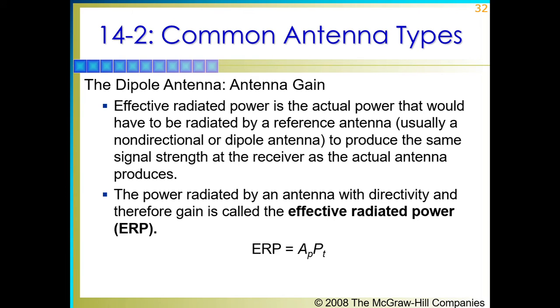Effective radiated power is the actual power that would have to be radiated by a reference antenna to produce the same signal strength at the receiver as the actual antenna produces. Antenna gain in dB equals 10 log P out over P in, usually expressed in decibels. The power radiated by an antenna with directivity, and therefore gain, is called effective radiated power, or ERP. The ERP is calculated by multiplying the transmitter power fed to the antenna, P sub T, by the power gain A sub P of the antenna. ERP equals A sub P times P sub T.